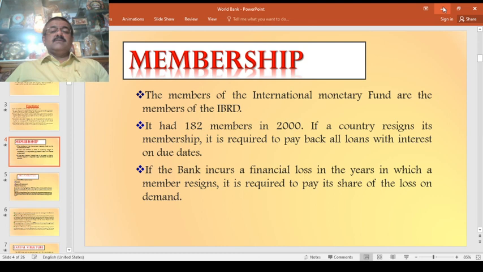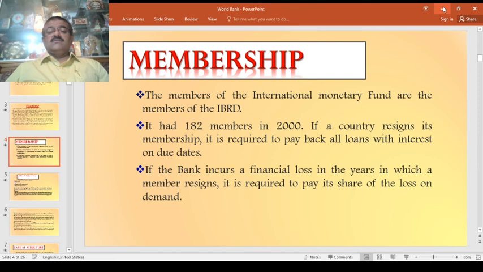Membership aspects. The members of the International Monetary Fund are the members of the IBRD. Those who have membership in the IMF are also the members of the IBRD. It had 182 members in 2000. If a country resigns its membership, it is required to pay back all loans with interest on due dates. So, majority of the time, the countries would not like to resign from the membership.